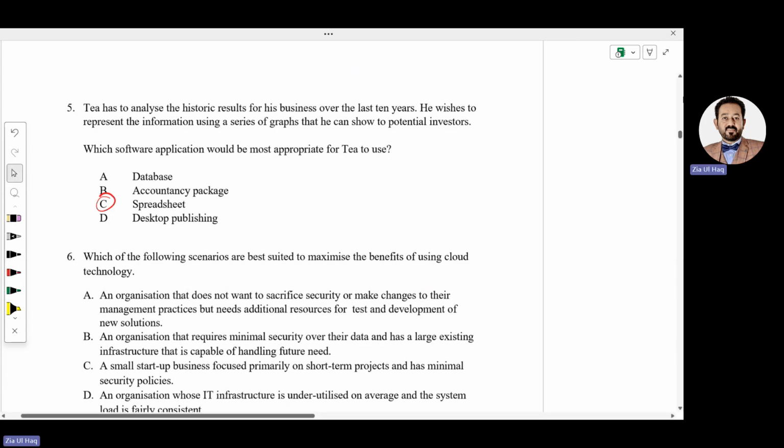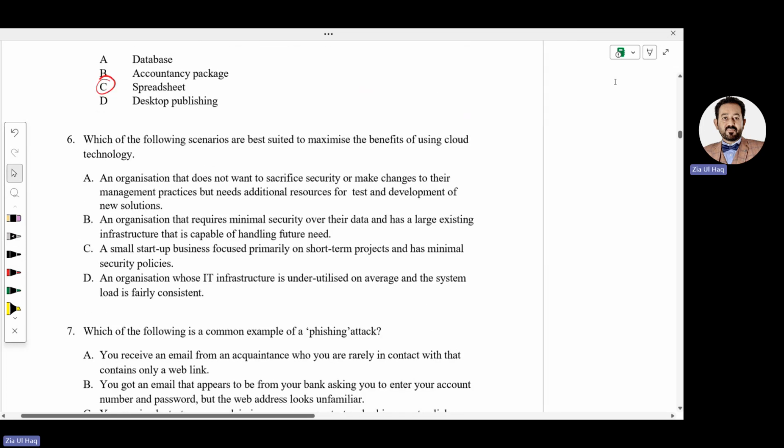Number 6. Which of the following scenarios is best suited to maximize the benefit of using cloud technology? An organization that does not want to sacrifice security or make changes to its management practice, but needs additional resources for test and development of new solutions.